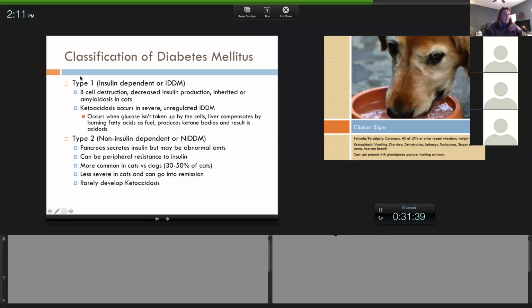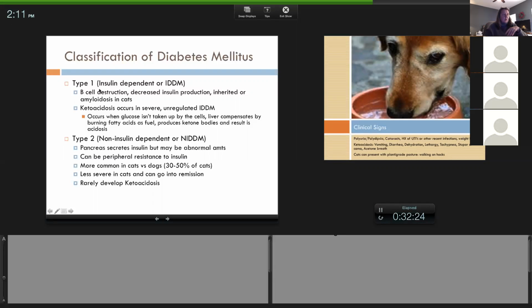Now, type 1 is what I tend to think of as a more traditional diabetic. They are insulin dependent, and that's IDDM versus NIDDM. This happens because there can be beta cell destruction, damage to the pancreas, or genetic, inherited issues, and there's decreased insulin production enough that they are diabetic. Amyloidosis in cats can happen sometimes after they've had damage to the pancreas, or they haven't eaten for several days, and it kind of throws them into a type 1 diabetes.